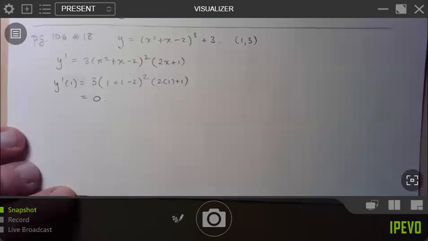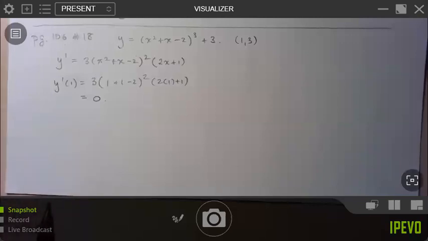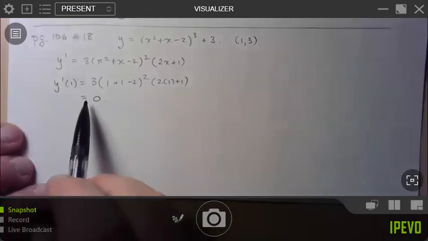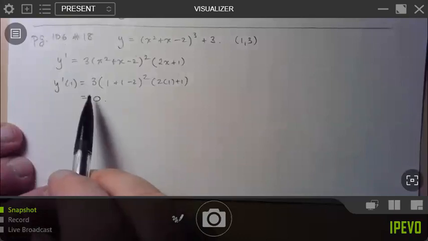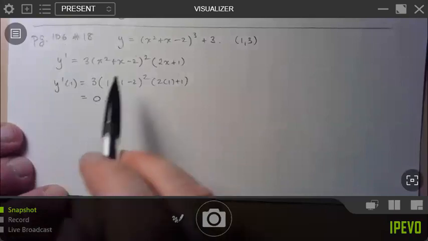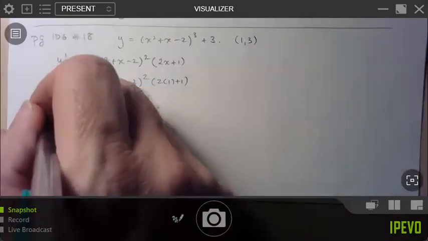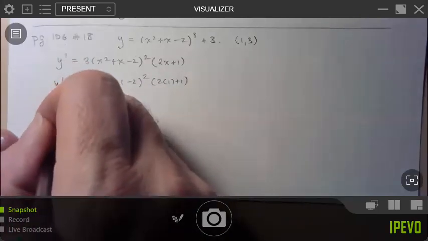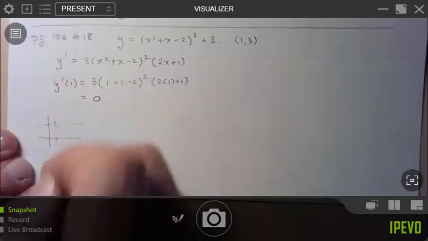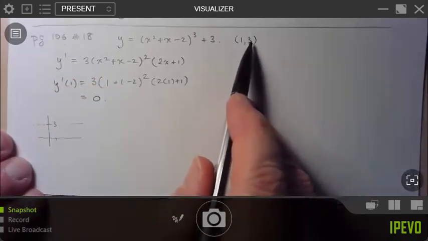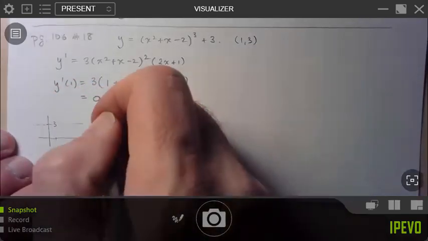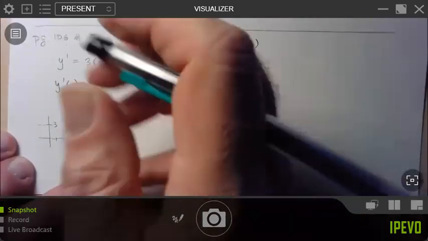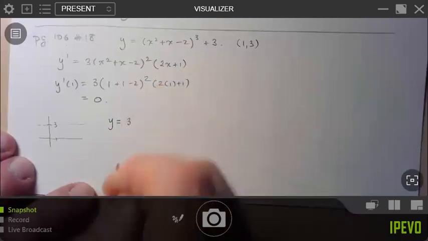Okay. So what is going to be the equation of this tangent line? Well, I know it's a horizontal line, because the slope is 0 and it passes through 1, 3. So, you might remember this from good old grade 9, if it's a horizontal line that passes through 1, 3, hey, you just look at what the y value is. So that means, oops, the equation of this line is just the line y equals 3.